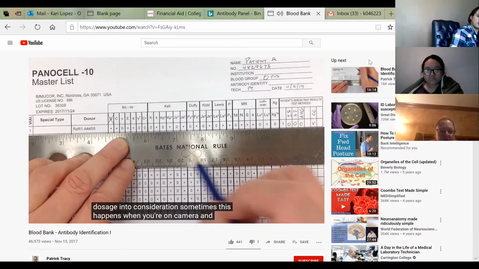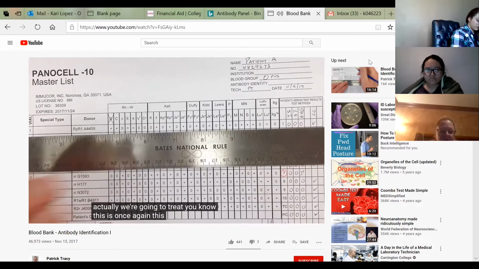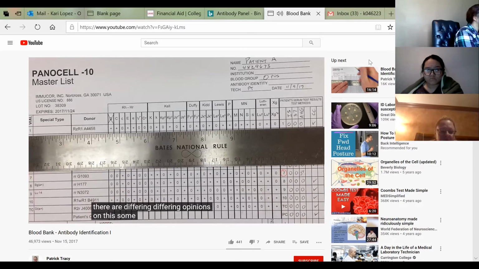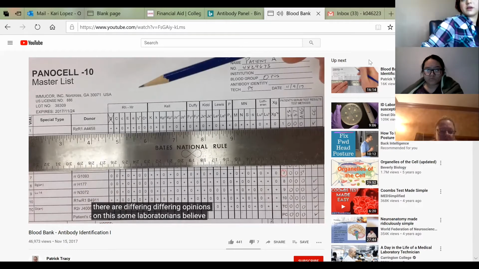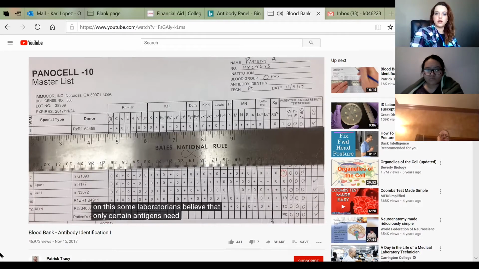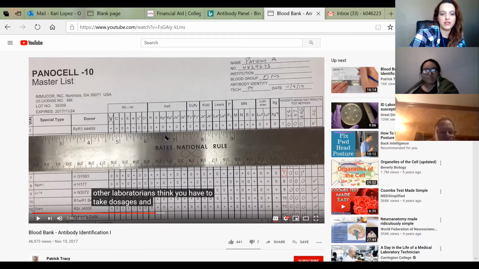And actually, we're going to treat this, once again, there are differing opinions on this. Some laboratorians believe that only certain antigens need to have dosage taken into consideration, whereas other laboratorians think you have to take dosage into consideration. Okay, I don't want to get into a whole bunch of dosage yet because I think that's a little advanced for what y'all need to know for this chapter.